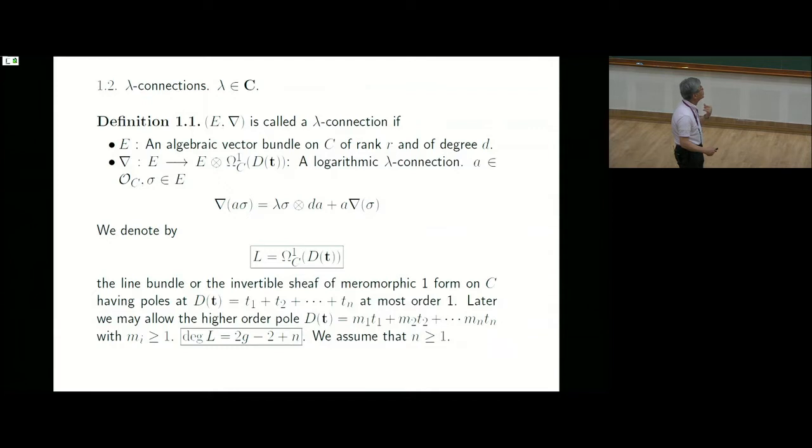Okay, and so this line bundle on C, omega_C(D_T), is very important, so we denote it by L. So L is a line bundle on C whose degree is 2g minus 2 plus n. We always assume that n is greater than or equal to 1, so we have at least one singular point.